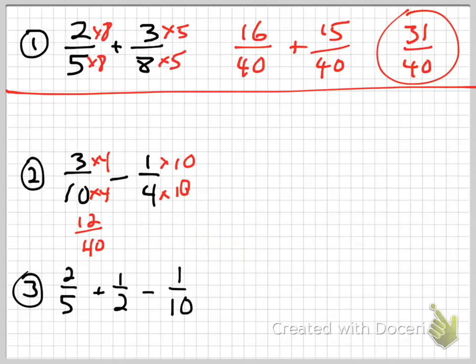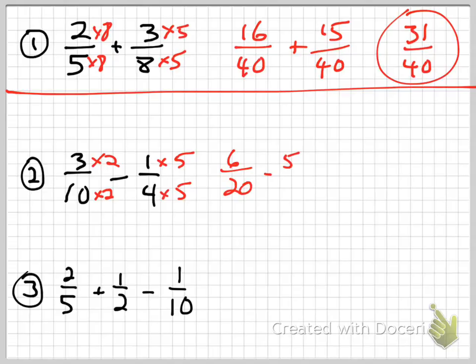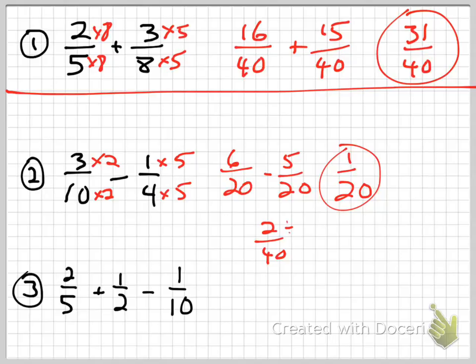If you recognize that the least common multiple was 20, you go, okay, well then how does the 10 become a 20? Times 2 times 2, and how does the 4 become a 20? 5 and 5. It ends up being 6 20ths minus 5 20ths, and the answer ends up being 1 20th. The other way, when we did it before, it was 2 40ths, which you would have to reduce to 1 20th. It's still 1 20th.